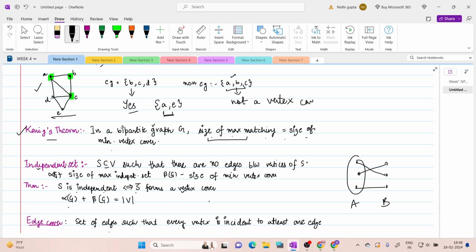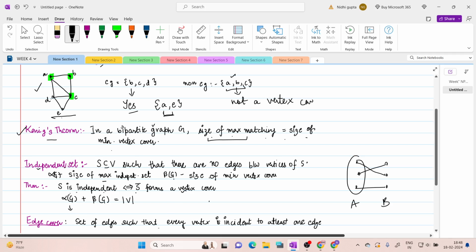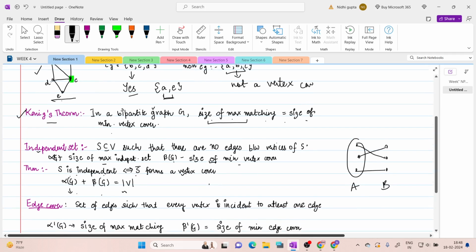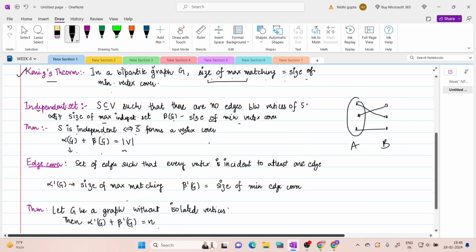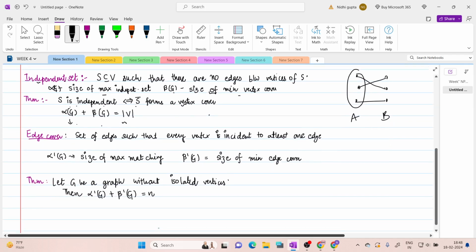And then we have this theorem that if alpha G is the size of the maximum independent set and beta G is the size of the minimum vertex cover, then the sum of alpha G and beta G will be equal to the number of vertices.